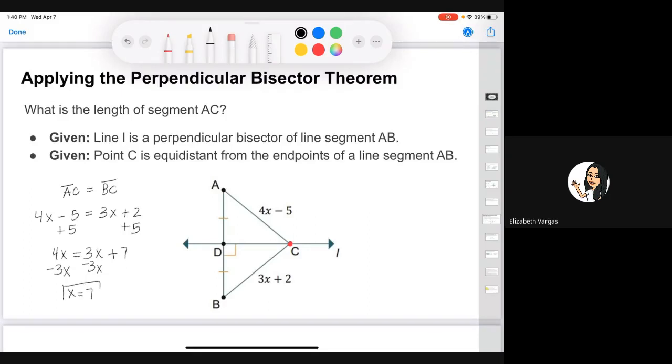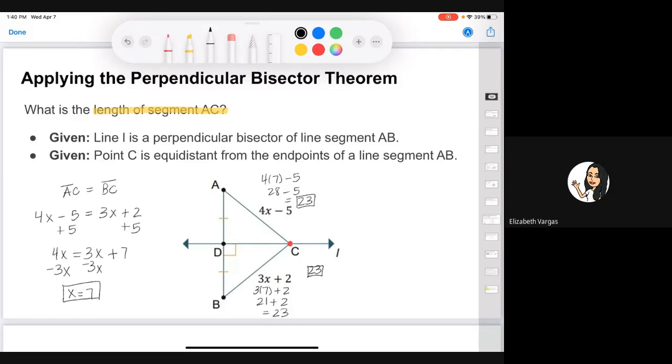Once we identify X is equal to 7, we can solve for the length of line segment AC by just plugging in that X. So 4 times 7 minus 5, 28 minus 5 equals 23. So AC is 23. Well, what does this tell me? This also tells me that this is going to be 23 units because C is equidistant from A as it is from B. And if I wanted to check that, I could plug that in too. And that does in fact give me 23.